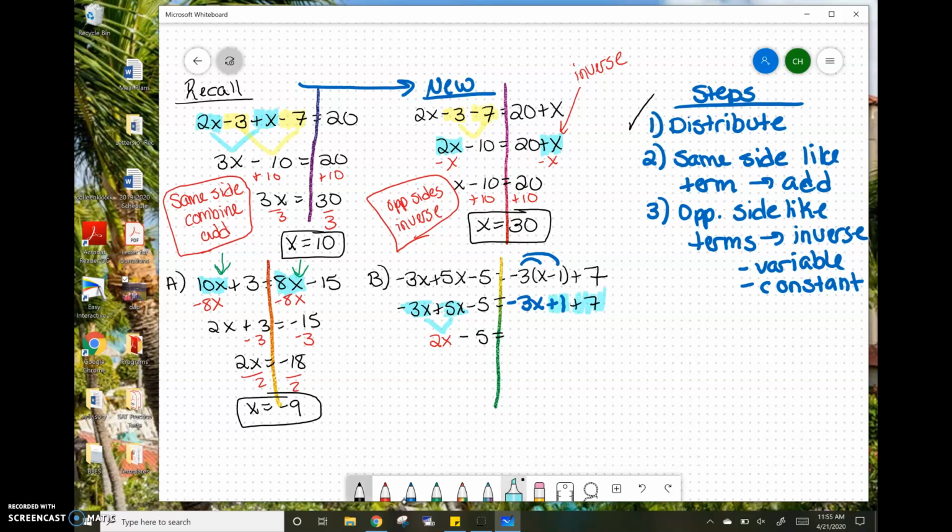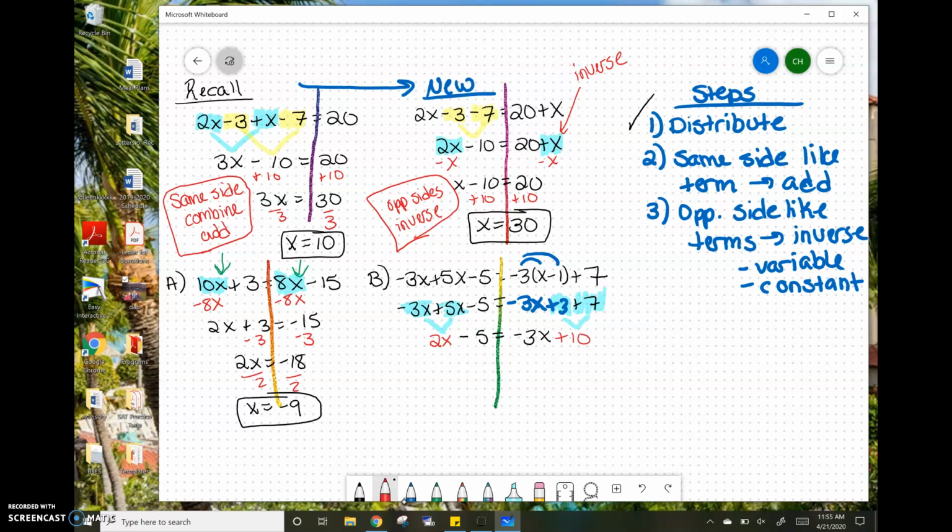So the two constants together, 1 plus 7, I'm just going to add those up to be, oops, sorry, that shouldn't be a 1, that should be a 3. Sorry. There we go. The 3 and the 7, those should add together. Those should add up to 10.